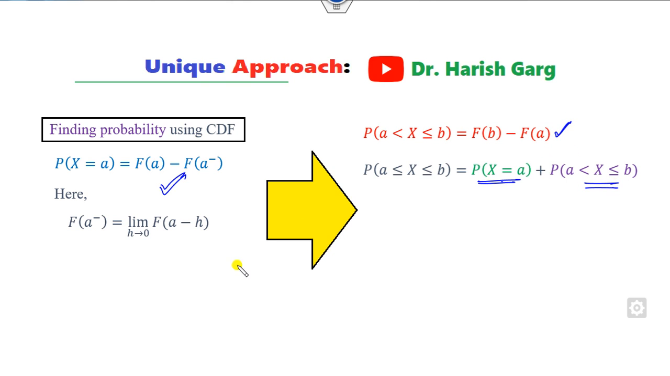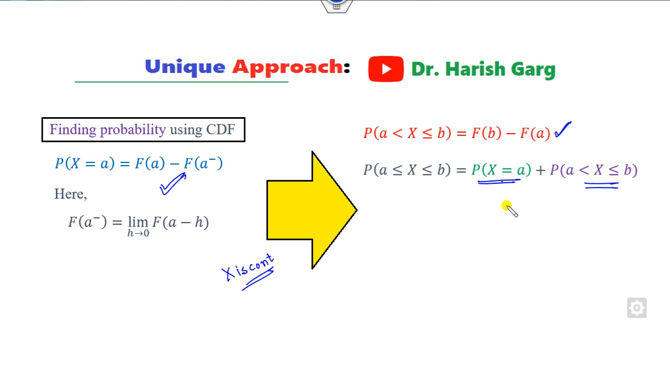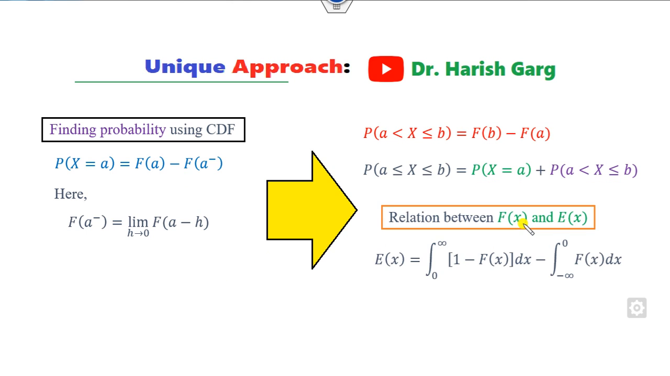Also, if you want to prove that X is a continuous random variable, how do you prove that? By using this rule, the value will be 0. Similarly, if you want to find the probability of a less than X less than or equal to b, then I need equality here. So I can add F(a) in this case, and then I can subtract F(b) in this case.